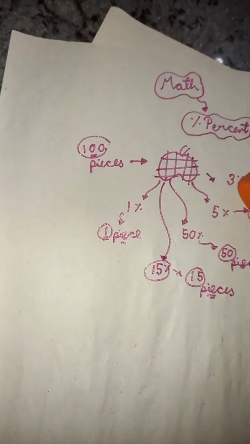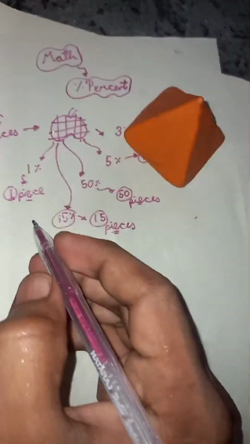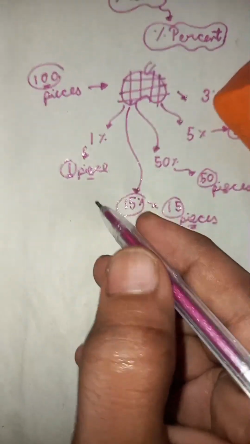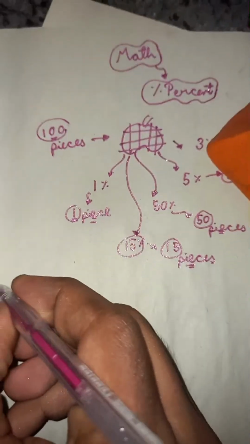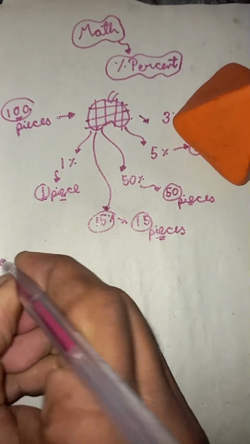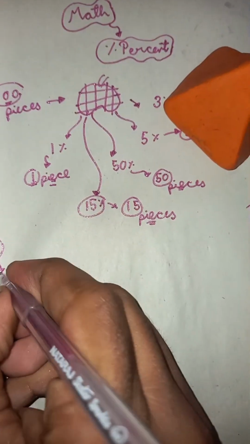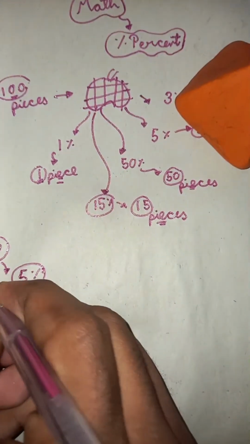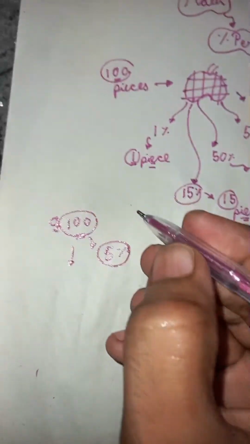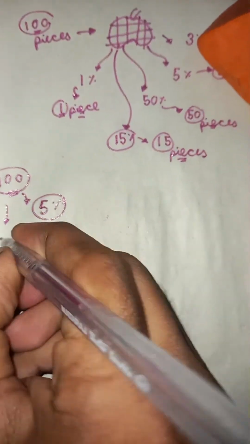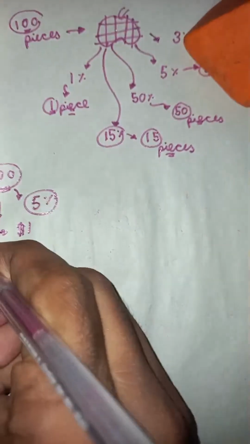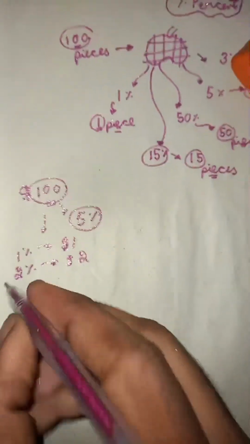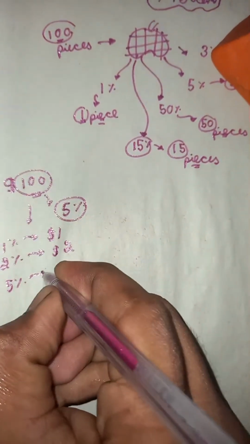Now I'm going to tell you the story of how the percentage works. If you take $100 and it is going to increase by 5%, you need to divide it into 100 pieces. Then 1% is nothing but one buck, 2% is two bucks, and 5% is nothing but 5 bucks. So here you are going to find it out.